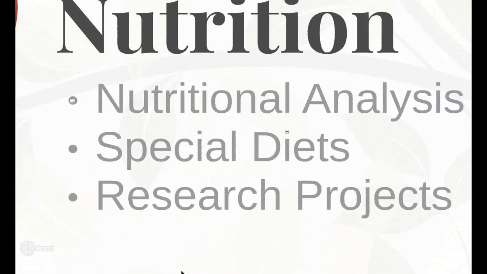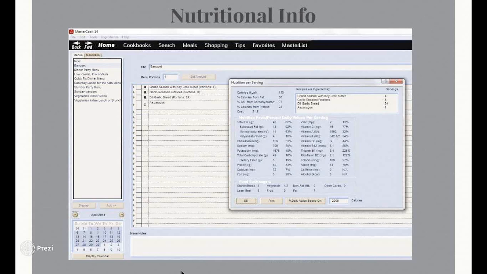You have a cost analysis, and you can see that the recipes again are listed for servings, where you have 4 portions of your grilled salmon, 8 portions of the garlic roasted potatoes, and 24 portions of dill garlic bread, and 1 portion of asparagus. Those are all adjustable based on your needs for how it is that your meal or your curriculum demands.